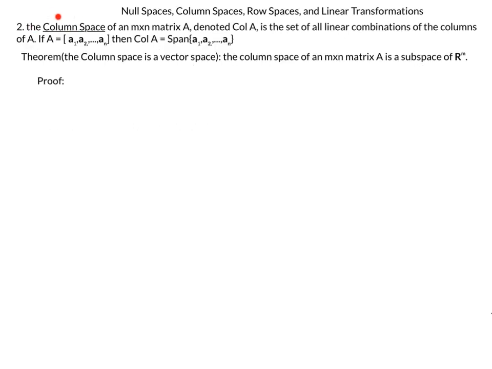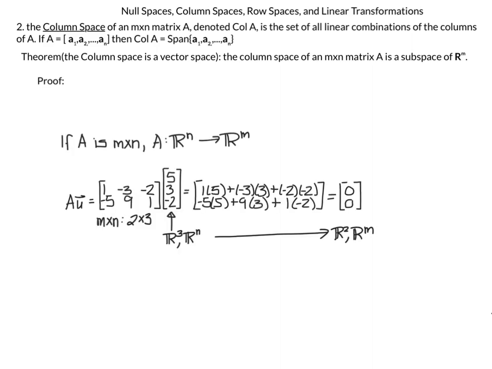So here I've moved up my definition of the column space, and we have this theorem: the column space is a vector space. So the column space of an M by N matrix is a subspace of Rm, and we'll do the proof next. Actually, let me back up. Before we do the proof, let's look at this, because we're saying it's a subspace of Rm. Remember, the null space was a subspace of Rn.